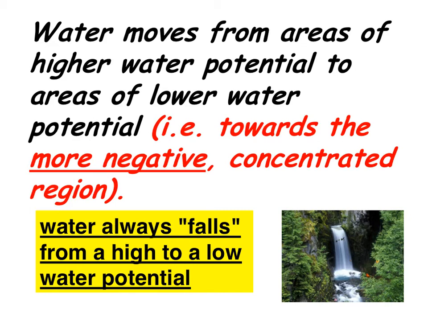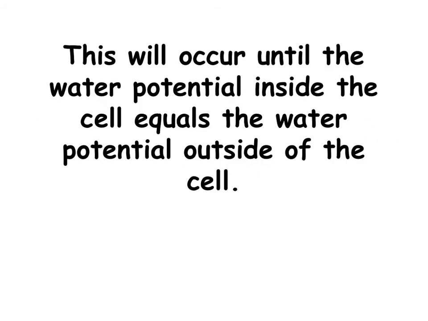The way I remember this is I think of a waterfall and the fact that water is always falling down from high to low, so it moves from high to low water potential. So water is always going to fall from high to low, high to low, high to low, until the water potential inside of your cell is equal to the water potential on the outside of your cell. That's the only time you're not going to have water movement.